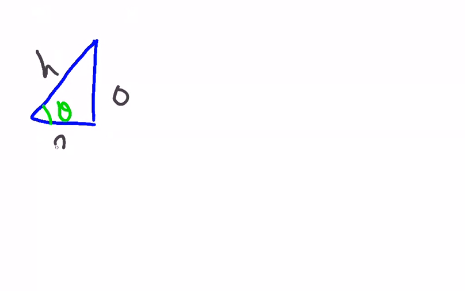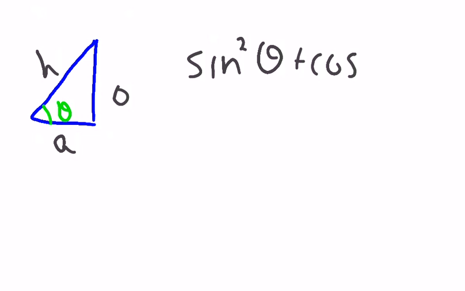Alright, so some example problems. One of them says use the diagram given to, let's draw the diagram first, O, H, and A. So we want to use this diagram to derive and prove the Pythagorean identity based on sine and cosine. So the Pythagorean identity is where sine squared theta plus cosine squared theta equals 1.